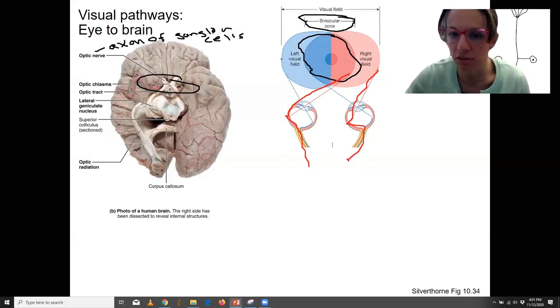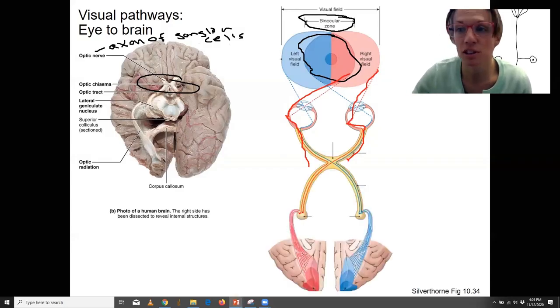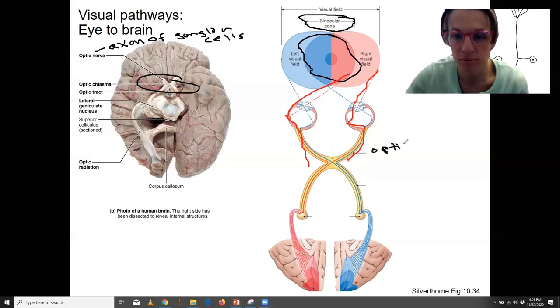Let's add in the rest of this pathway here. So first, let's label these components. You should be able to do this. Label what is this, these two things right here. This is your optic nerves. Cranial nerve 2. What is this right here? This is your optic chiasm, where the information crosses. Some of it crosses, some of it doesn't.